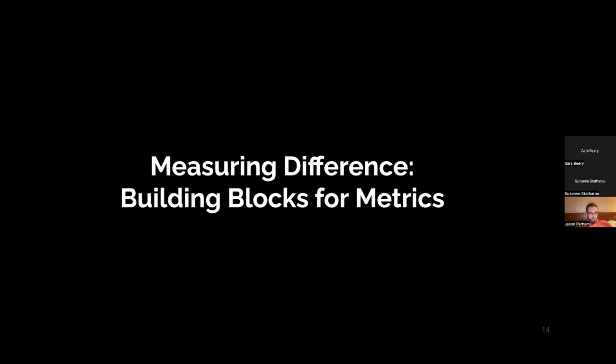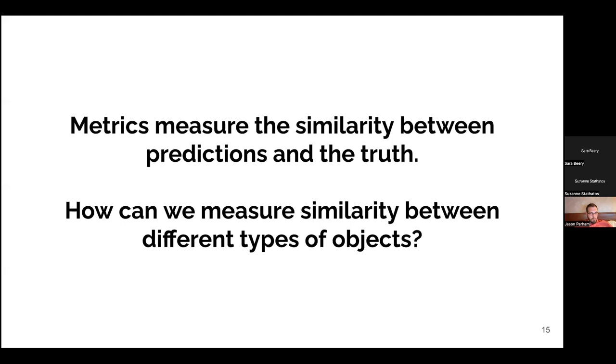At the root, there's some kind of measurement of, are these two things similar? So one way to think about metrics is that they measure the similarity between predictions and the truth, or dissimilarity. So it could be accuracy or error. We use them kind of interchangeably because you can easily flip it around and go the other way. So the question is, how can we measure similarity between different types of objects?